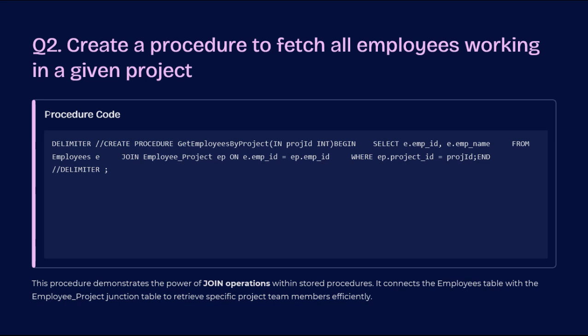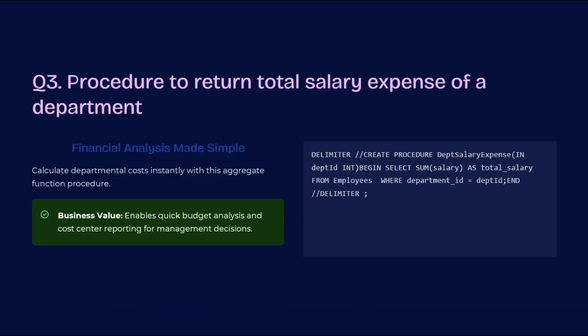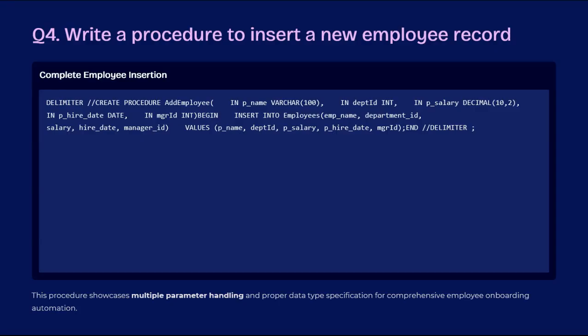This procedure demonstrates the power of join operations within stored procedures. It connects the employees table with the employee_project junction table to retrieve specific project team members efficiently. Third is a procedure to return the total salary expense of a department. Financial analysis made simple: calculate departmental cost instantly with this aggregate function procedure. It enables quick budget analysis and cost center reporting for management decisions. And the stored procedure is on your screen, right side.